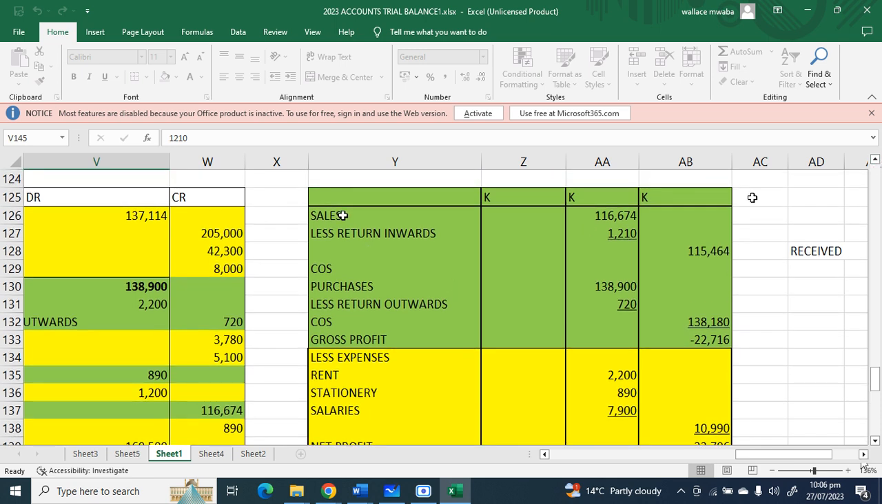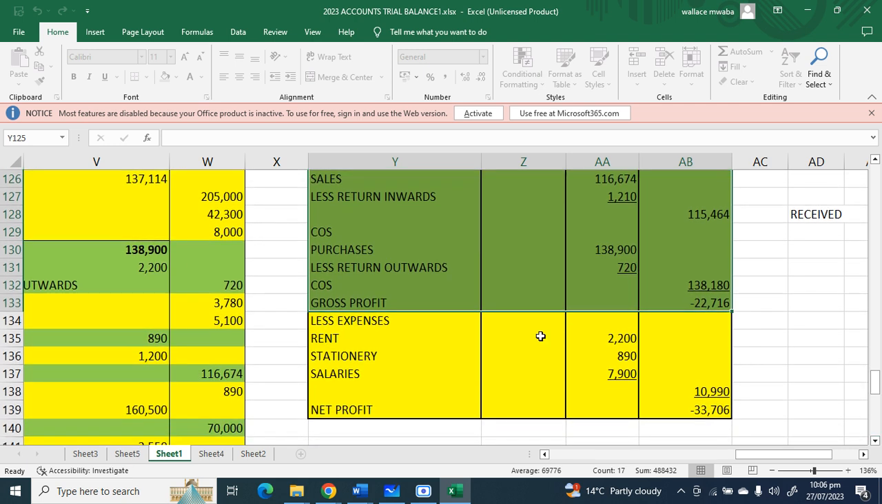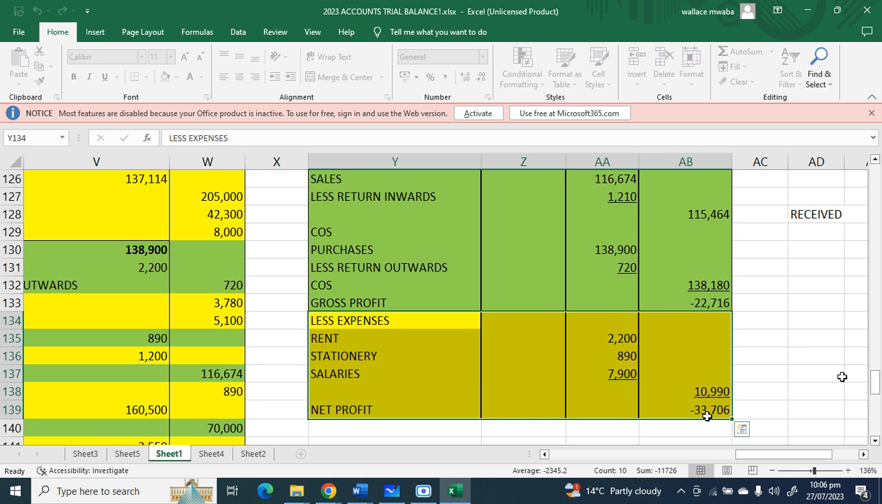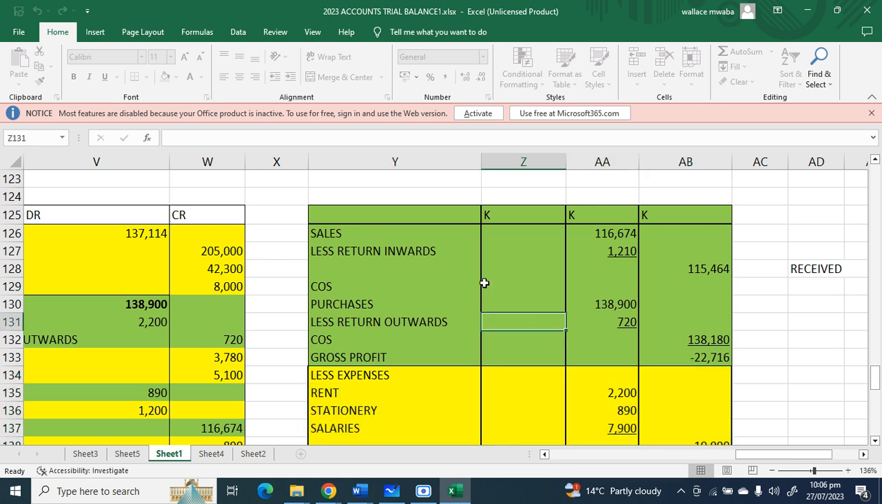The purpose of the trading account, which is here in green, is to get the gross profit. Then the purpose of the statement of profit or loss, which is here in yellow, is to get the net profit or net loss. These two combined are what we call the income statement. And the only accounts you're going to find in this income statement are revenue accounts, any other form of income accounts, and expenses. Nothing else. Assets and liabilities are found in the statement of financial position.